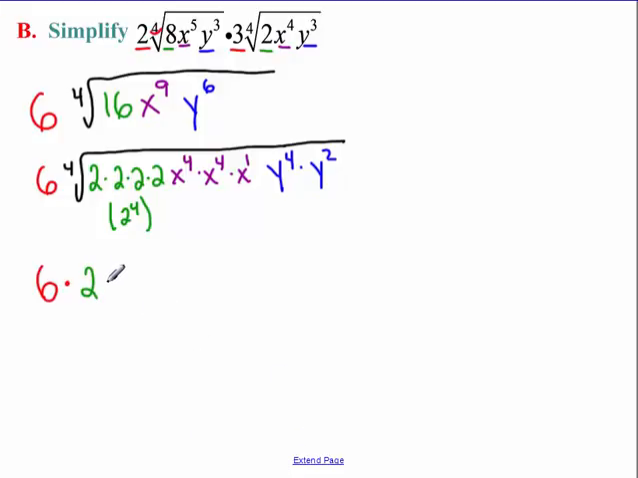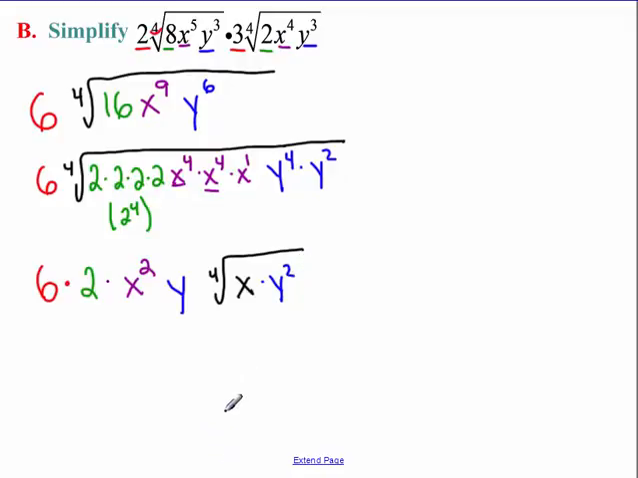The x's. I have 2 x to the 4ths. So when I multiply those outside, that's really x squared. Underneath my radical, I have this x to the 1st left over, because I can only pull out up to my radical number, or my index, I should say. Y to the 4th can be pulled out and become just regular old y. I have a y squared still left over underneath my radical.